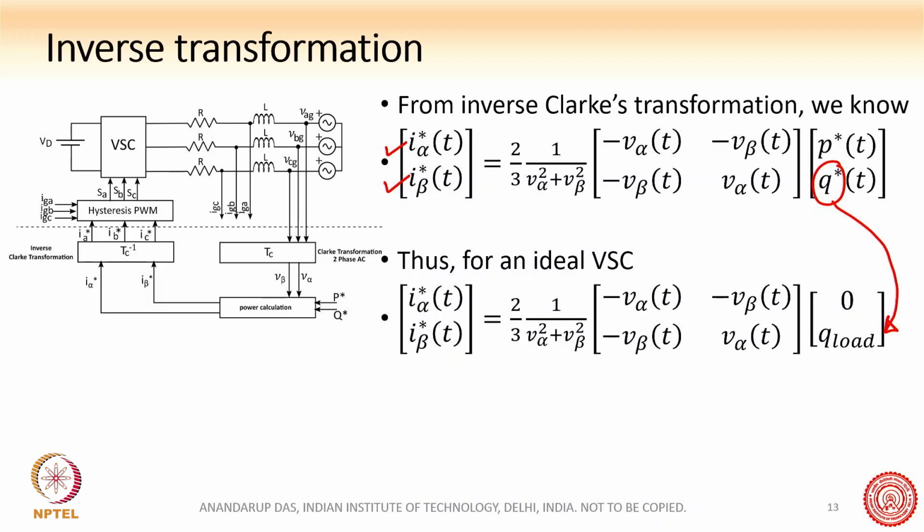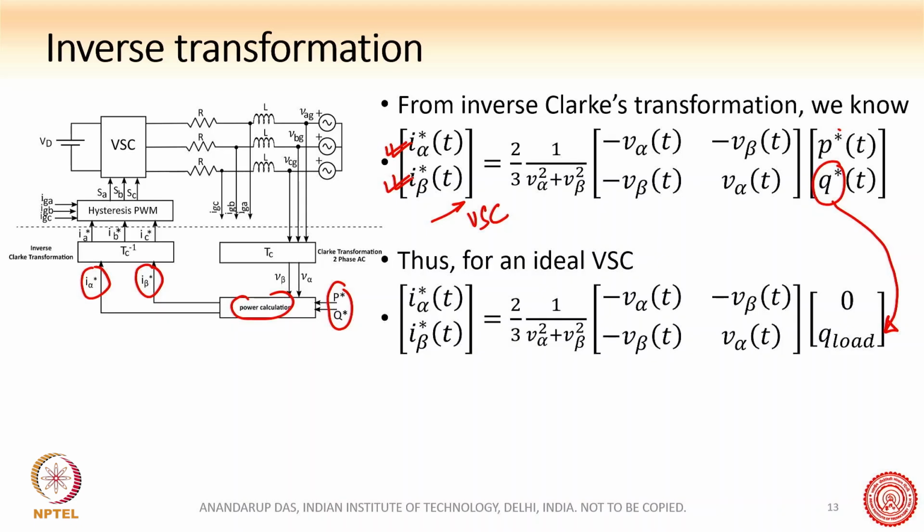Okay, right, this equation is for the VSC. You can see here in the one, this is the P star and Q star. Here you can see power calculation, and then I am trying to get I alpha star and I beta star.